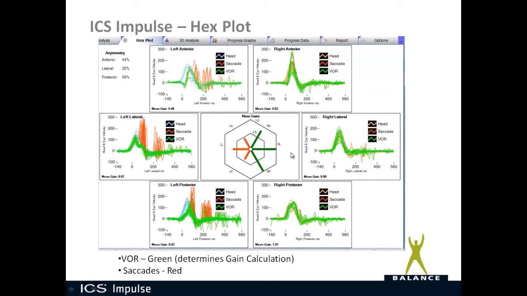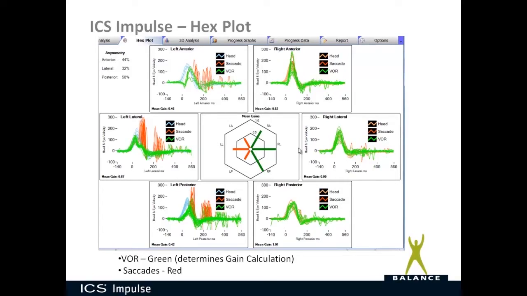If the bars are green, they're within normal limits. If the bars are orange, that's abnormal. If the bar is yellow, that means that the gain is above 1.2. So the bar color is dependent on the mean gain. For example, let's take the left lateral here. The mean gain is 0.67, and therefore that is in the gray region, and so the bar is orange.